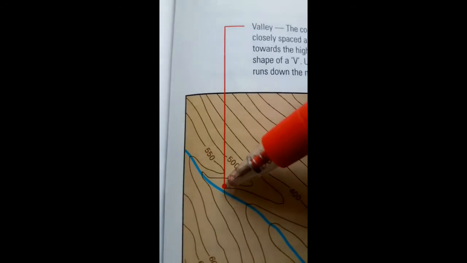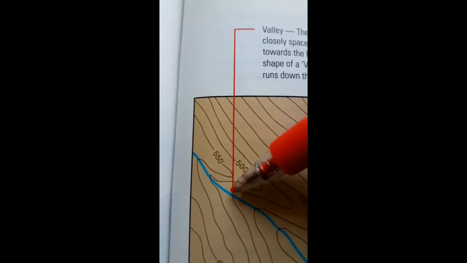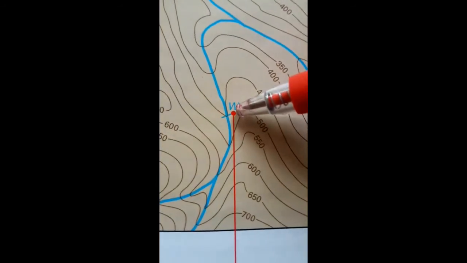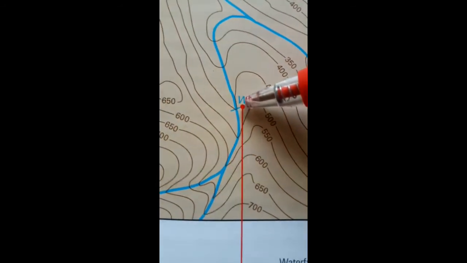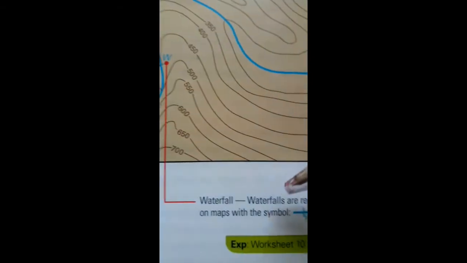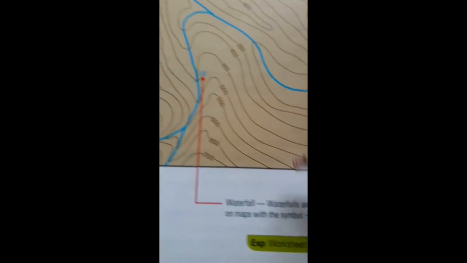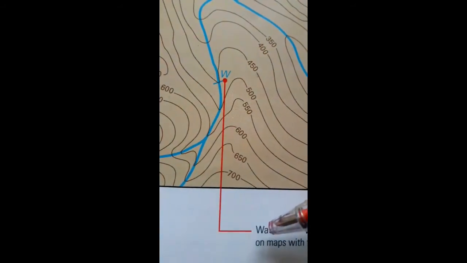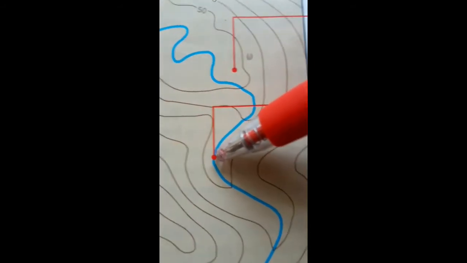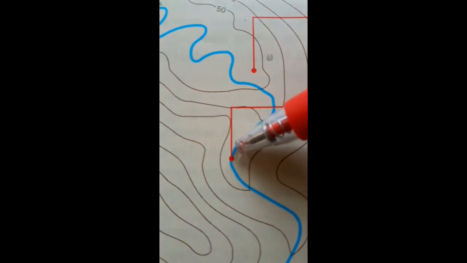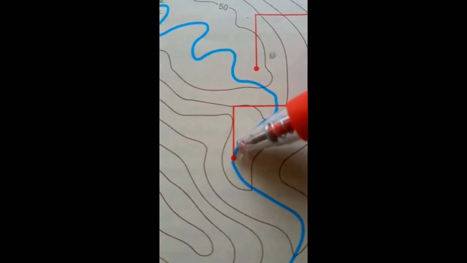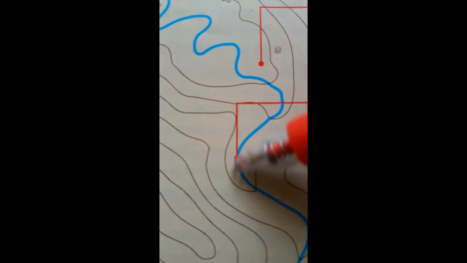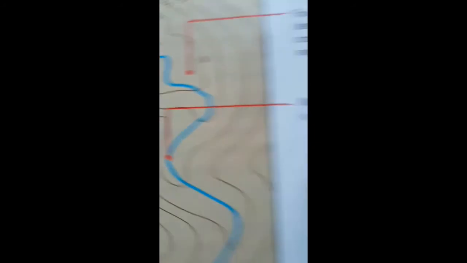The V-shaped colored brown here, the middle of the V, this is a valley. And a W with a horizontal line here symbolizes a waterfall, like this one. Again, waterfalls. And the curve in a river, or a bend in a river, which is in the colored blue here, this is a meander.